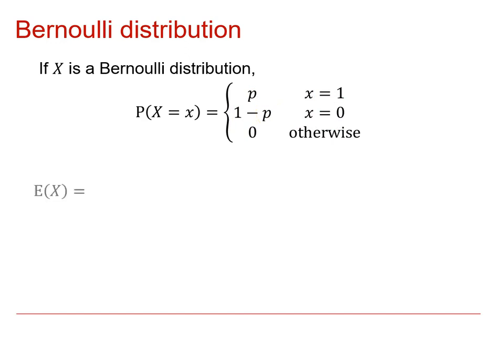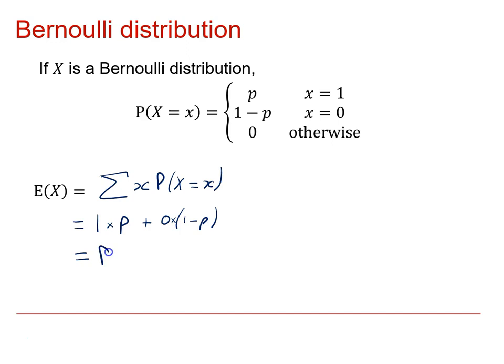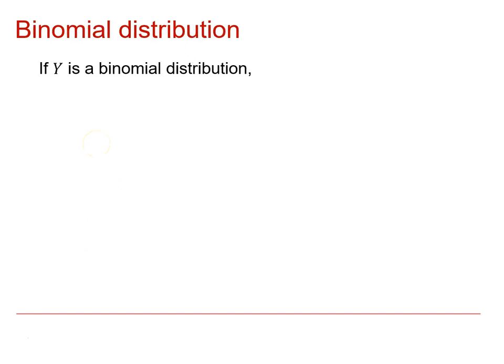The probability that x is 0 is 1 minus p, that is considered a failure. So the expected value of x is going to be equal to the sum of x times the probability that x equals x. So we can use the probability mass function to consider each individual value of x. When x is 1, that'll be 1 times p. When x is 0, that'll be 0 times 1 minus p. And no other possibilities, so that is simply going to be p. So if y is a binomial distribution, we know that y is the sum of n independent Bernoulli distributions.